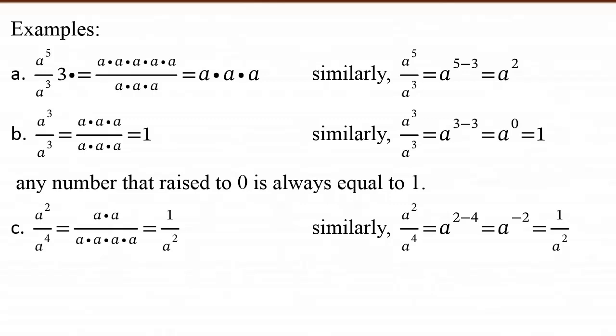So we have a times a all over a times a times a times a, which is equal to 1 over a squared. It is similar to a squared over a to the 4th power, which is equal to a raised to 2 minus 4. Then it is a raised to negative 2. So the exponent is negative 2. Therefore, we have 1 over a squared.